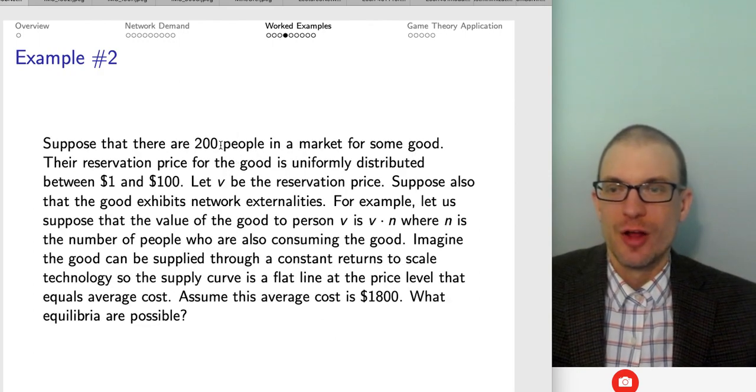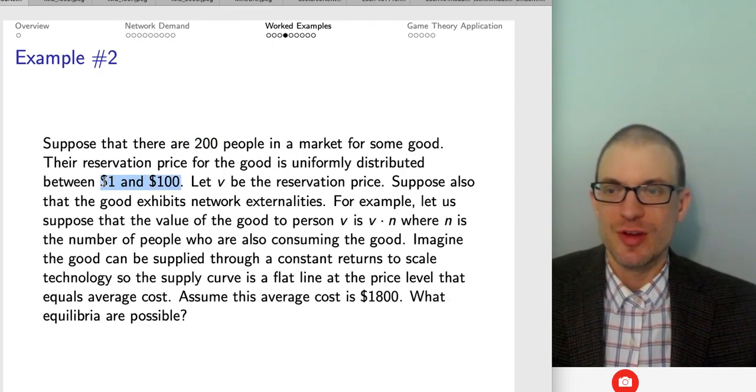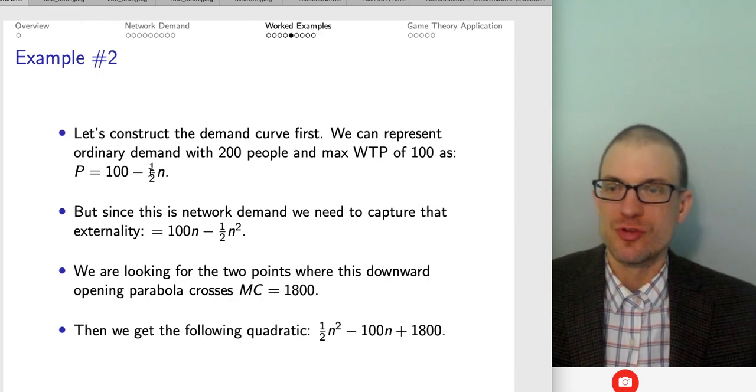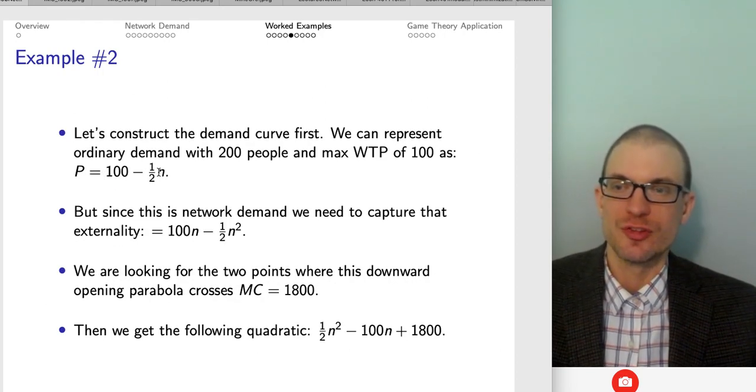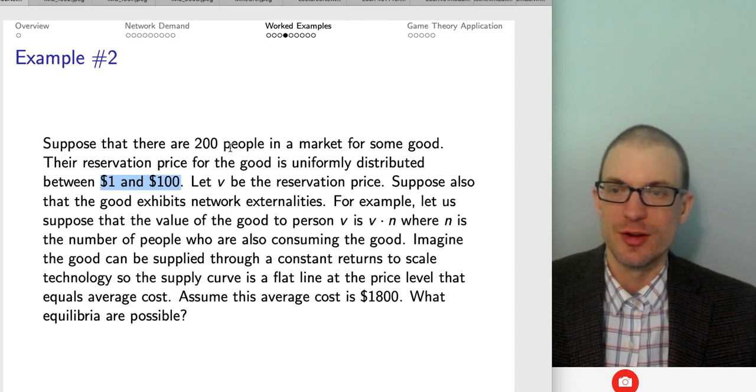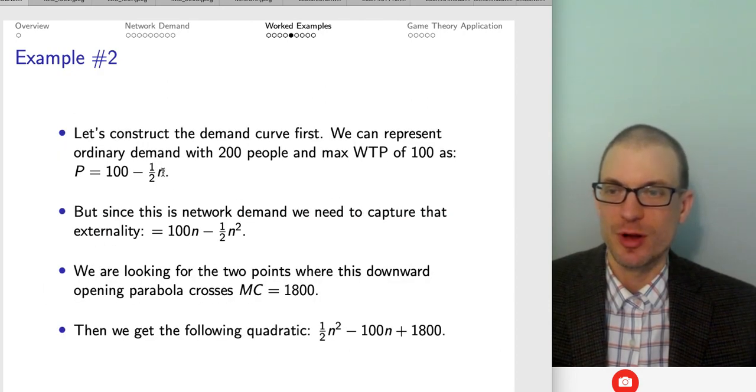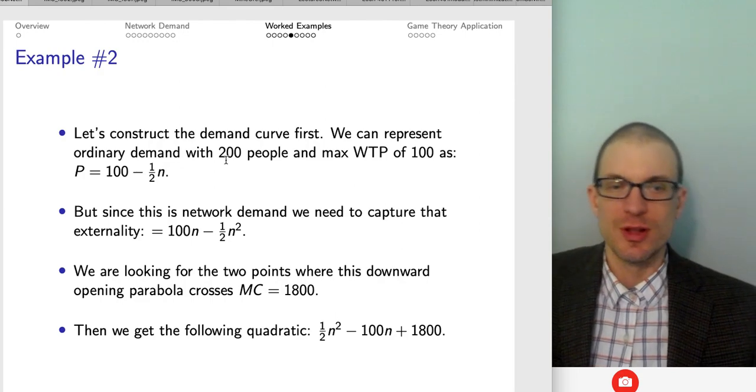Suppose we only had 100 people with these same reservation prices, then my demand curve would be price is equal to 100 minus n. We'd only need a slope of 1 to put 100 people on the demand curve. But we have 200 people, so with a maximal reservation price of 100, we need a slope of 1/2 to put 100 people onto that uniformly distributed demand curve.